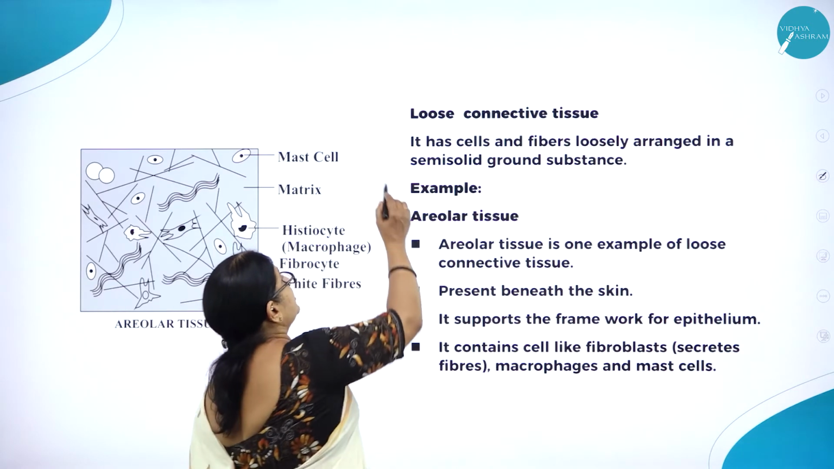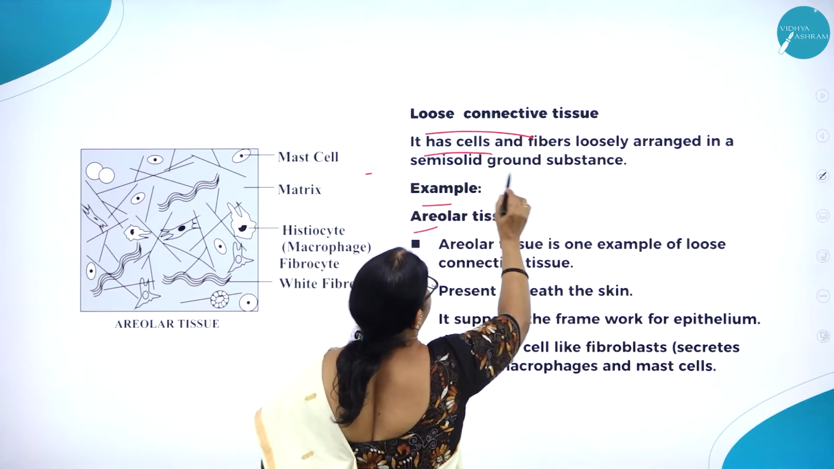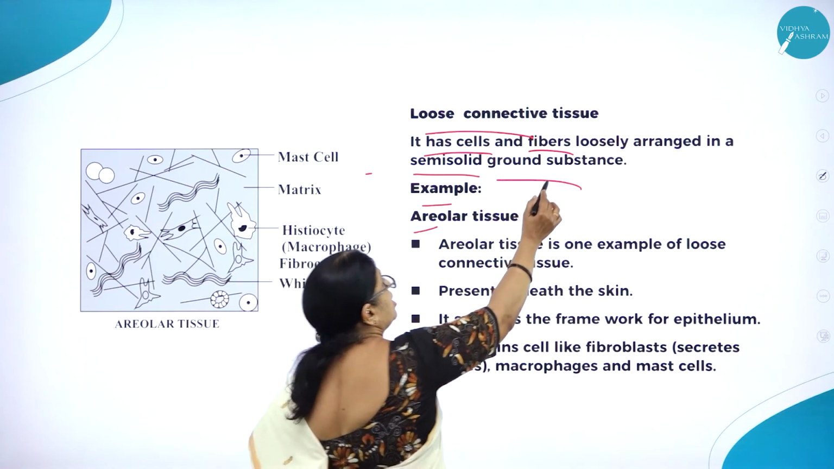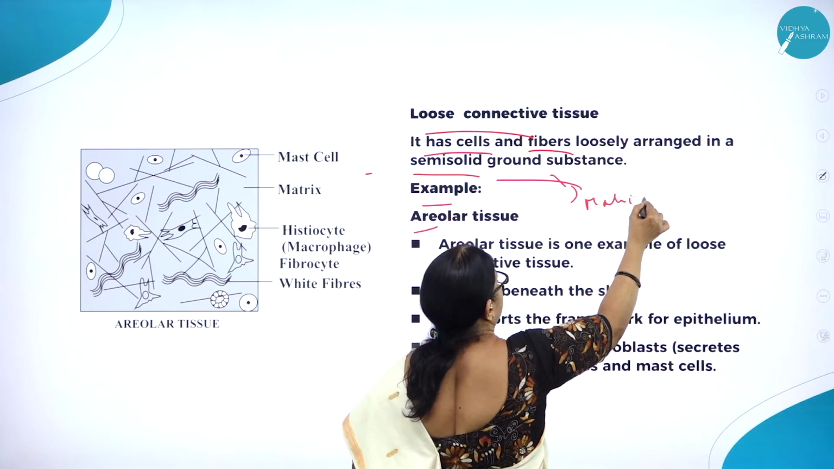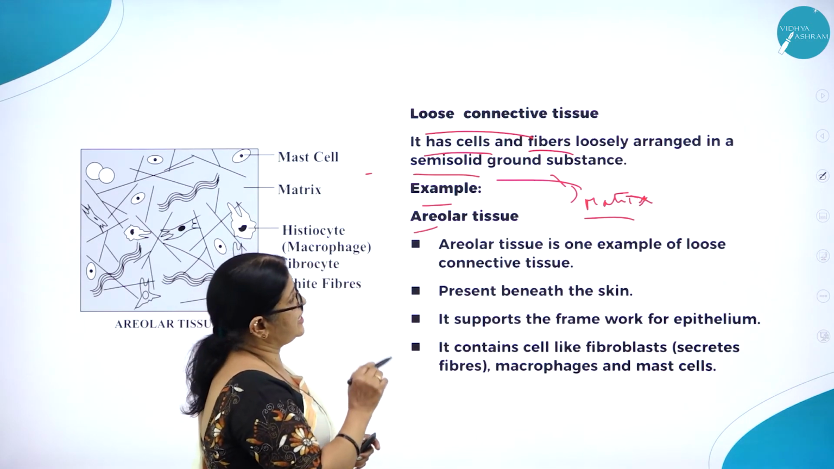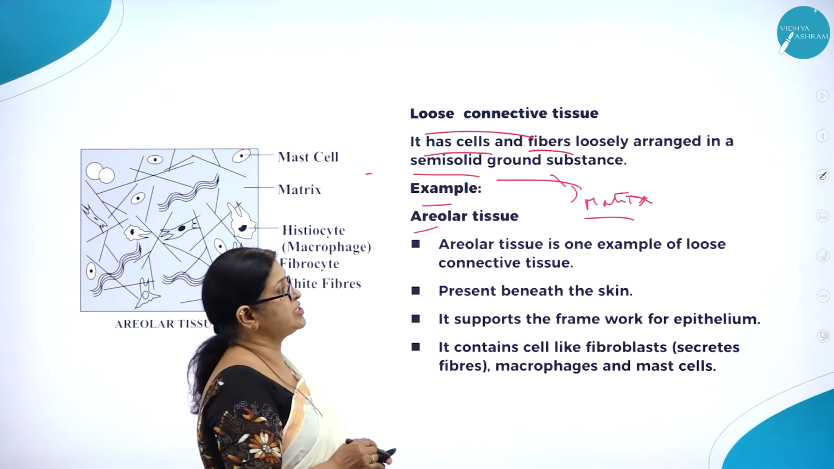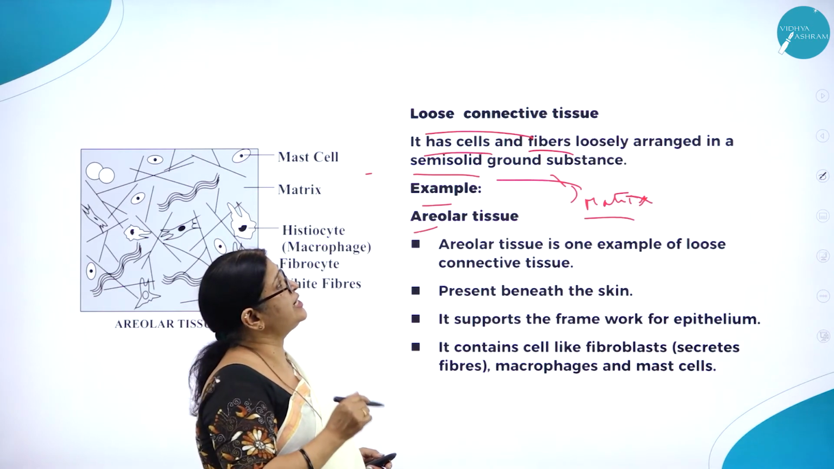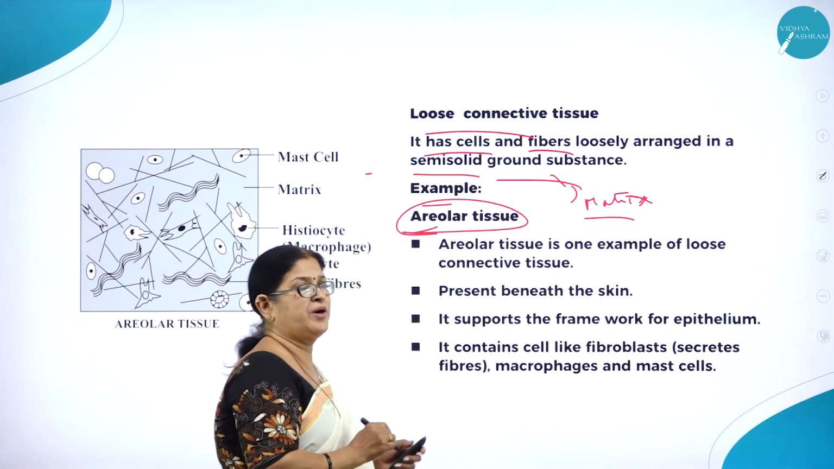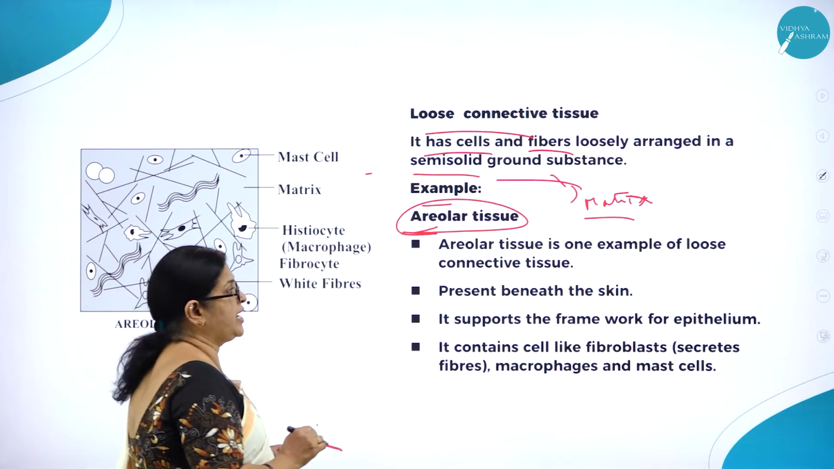Then what are the types I said? Loose connective tissue. It has cells and fibers loosely arranged in a semi-solid ground substance. Ground substance is nothing but called matrix. So loose connective tissue has cells and fibers loosely arranged in a semi-solid ground substance called matrix. And a classical example for loose connective tissue is areolar tissue. Very, very important tissue. Here you can see the picture of the areolar tissue.